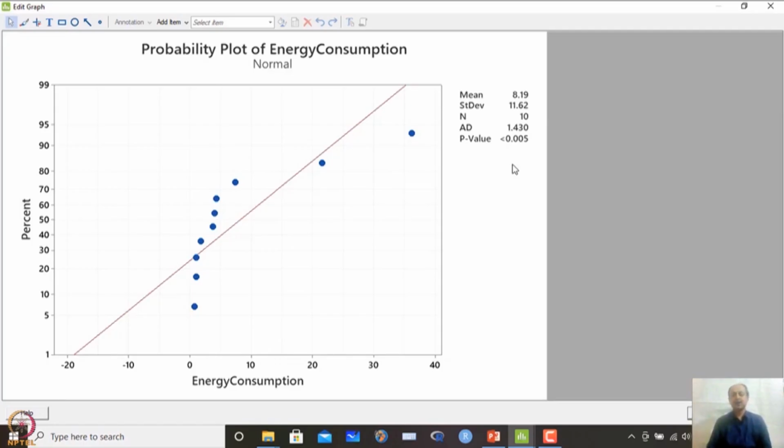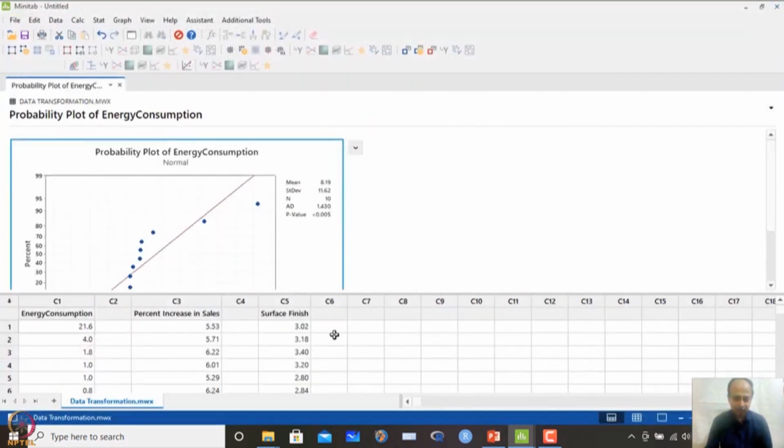So, if at this time we can remember that if the p value is less than 0.05, that means the data is non-normal. The simplest way to interpret this: p less than 0.05 indicates that the data is non-normal. So, here p is less than 0.05, so the data is non-normal.